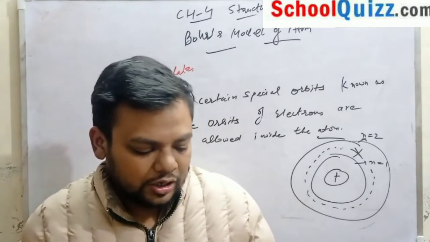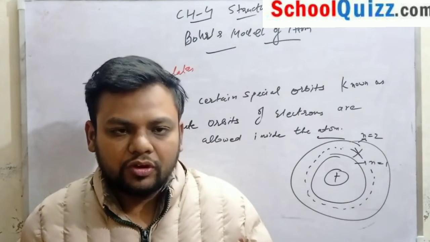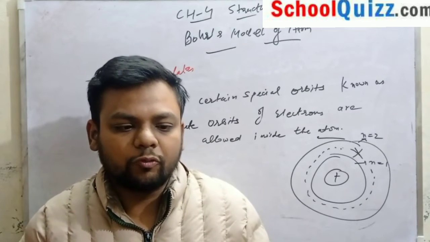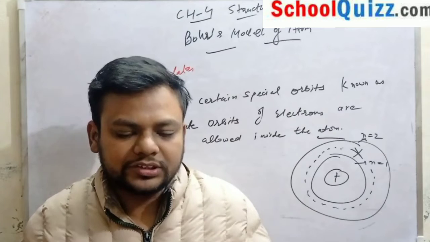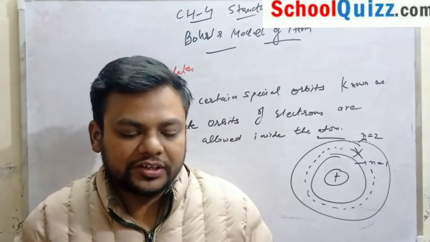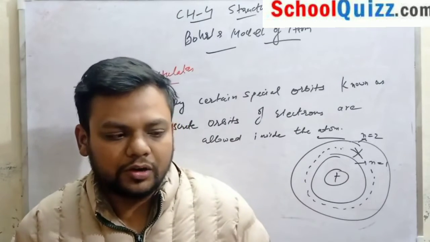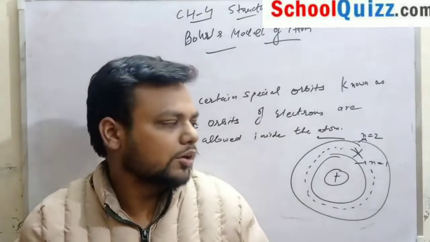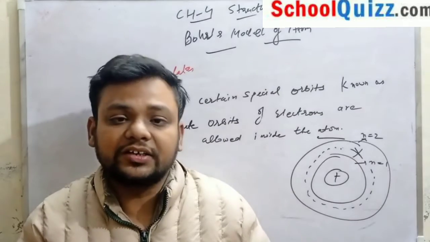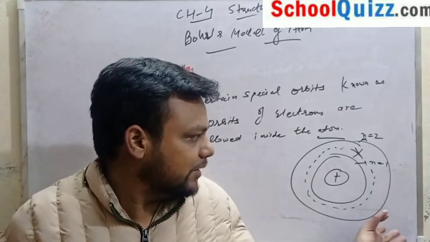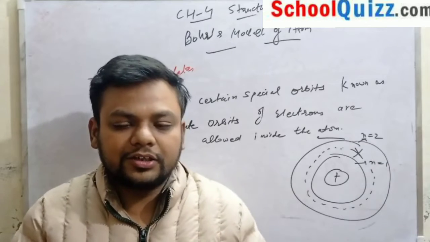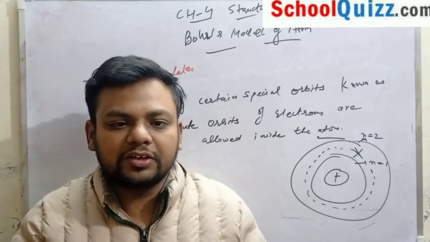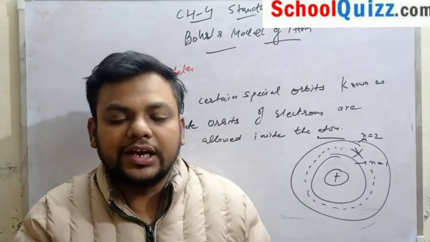Like if we walk in our market, we try to walk on the footpath or on the sides of the road, not in the center of the road. If we want to walk, we will walk on the side of the road or on the footpath, not in the center. Same in the case of the atom, there are certain discrete orbits where electrons will revolve, and they constantly revolve and do not radiate energy.